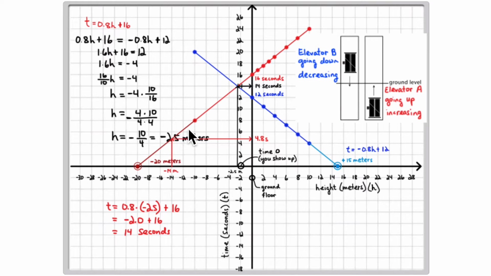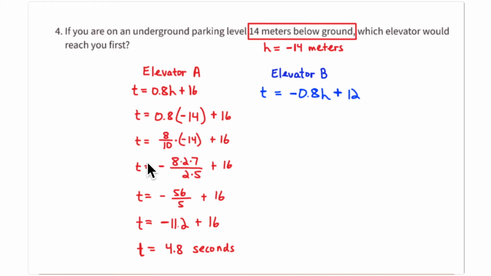So this is elevator A. Its height is negative 14, which is right here. So it's going from negative 20 meters to negative 14 meters. And how long does that take? It takes 4 8/10 seconds. Now there's a couple ways to look at that. One is to realize that the rate at which elevator A is traveling is 8/10 seconds per meter. And from negative 20 meters to negative 14 meters is 6 meters, and 6 times 8/10 is 4 8/10 seconds. So it's going to take 4 8/10 seconds.